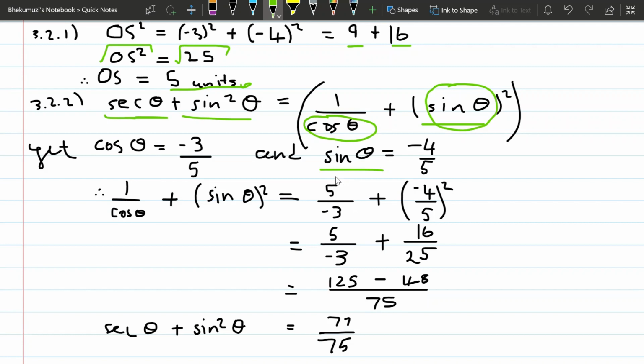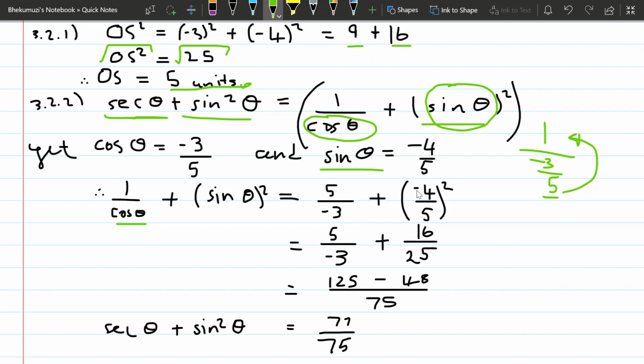Now notice here we have 1 over cos theta, and remember cos theta is -3 over 5, but I wrote 5 over -3. How did this happen? Remember, 1 over a fraction that is -3 over 5: the 5, which was a denominator in the original one, becomes a numerator, and -3 stays underneath. That's what happened. So we have 5 and -3 at the bottom, and then -4 over 5 is all to the power 2.